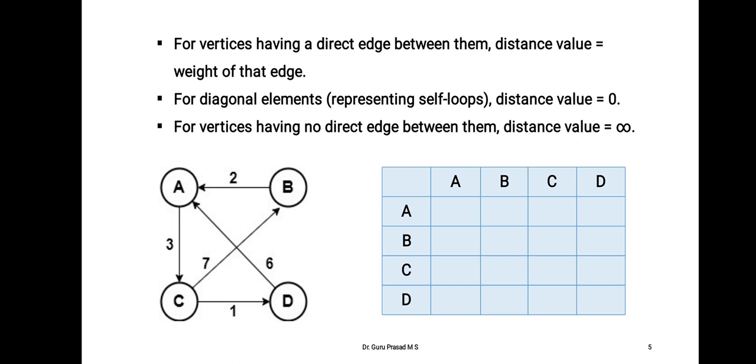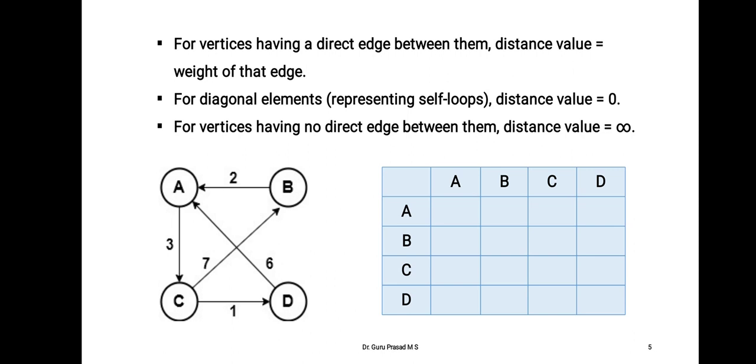To fill the matrix values, you have to consider these points. For vertices having a direct edge between them, the distance value equals the weight of that edge. For diagonal elements representing self loops, that is A to A, B to B, C to C, D to D, the distance value equals 0. For vertices having no direct edge between them, the distance value is infinity.